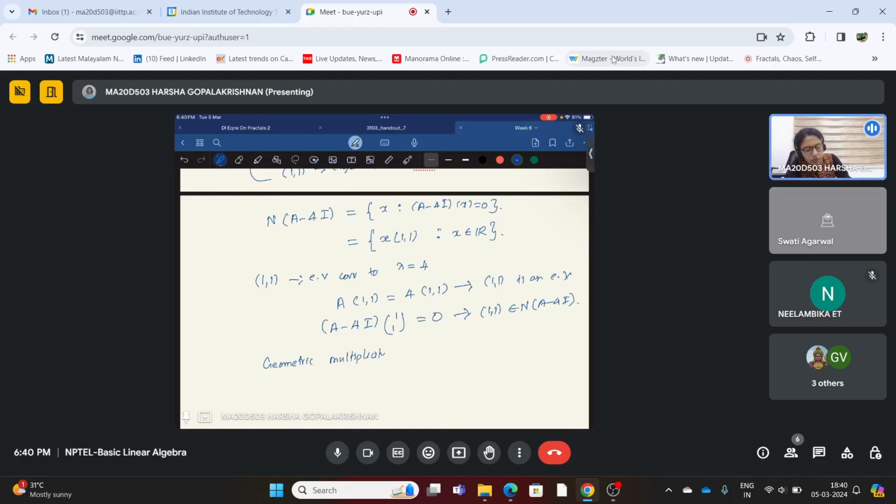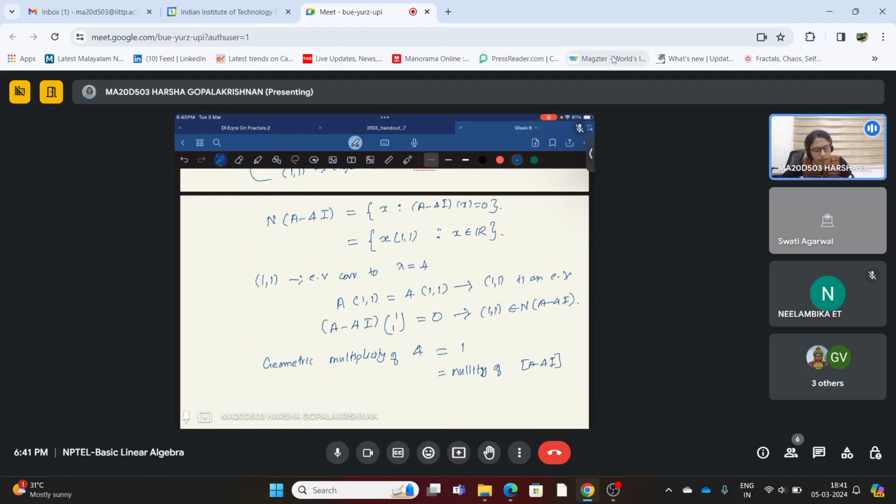Geometric multiplicity of 4. It's one. Yeah. What is the definition of geometric multiplicity? The nullity of the A minus 4i matrix. Nullity of matrix A minus 4i, we can say.